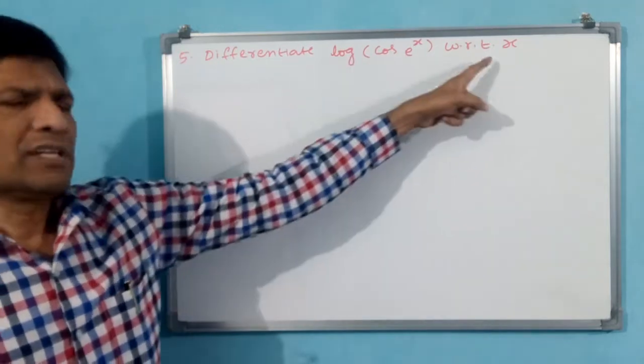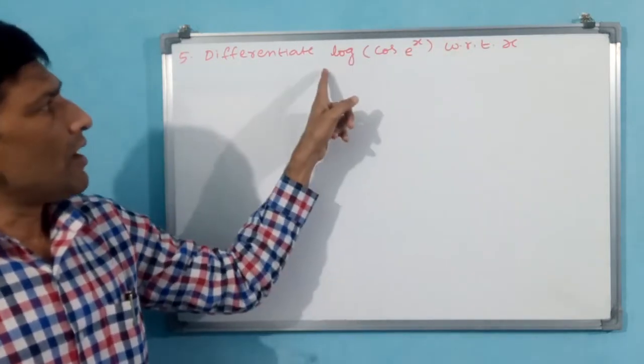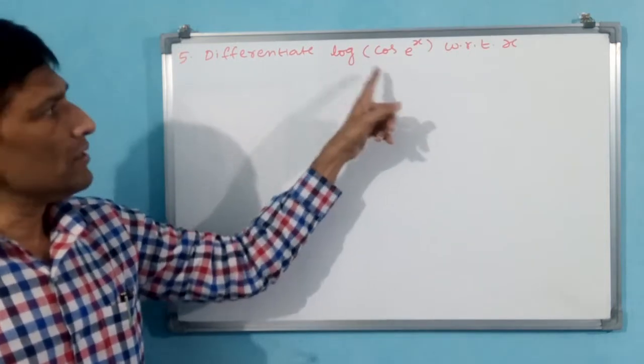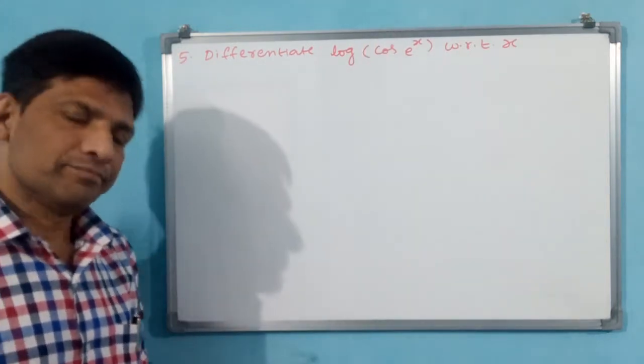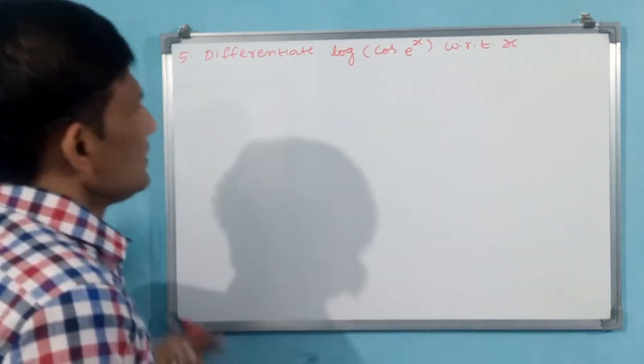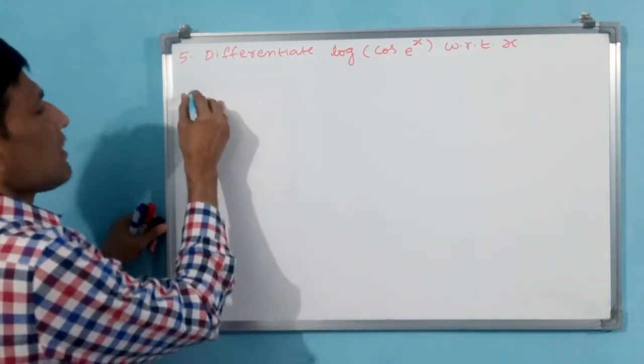Differentiate with respect to x is common. Log of cos e power x. Here also three functions are there: log x, cos x, e power x. Let us do it. We know this procedure very well. How to do it? d by dx of log x is 1 by x.